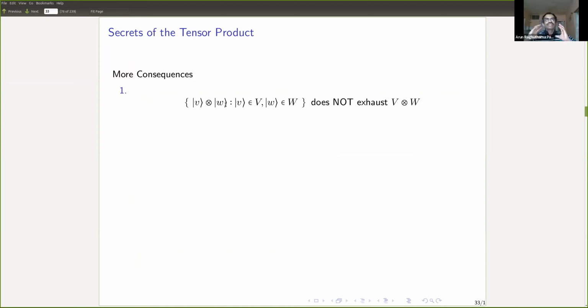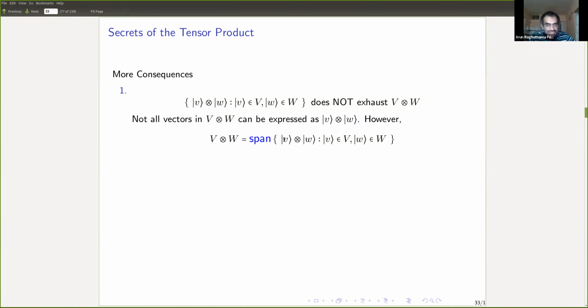That is your V tensor W space. I'm going to make one important observation about the space. It turns out that V tensor W is the span of |v⟩ tensor |w⟩. It is not just these vectors, but it is the span of them. And this has an important consequence.